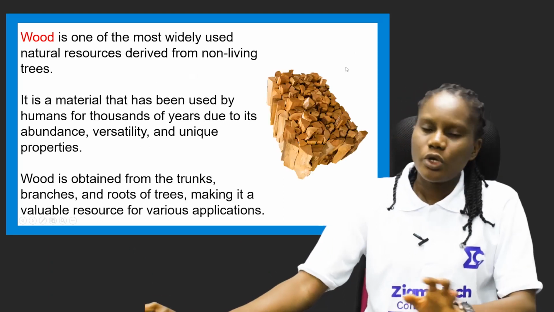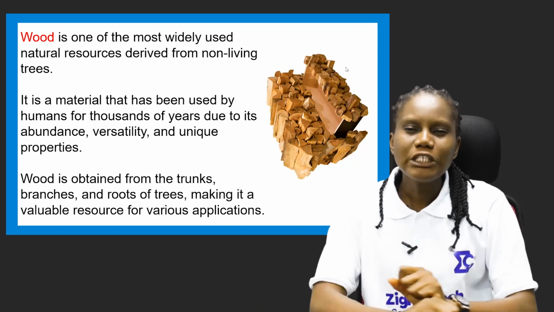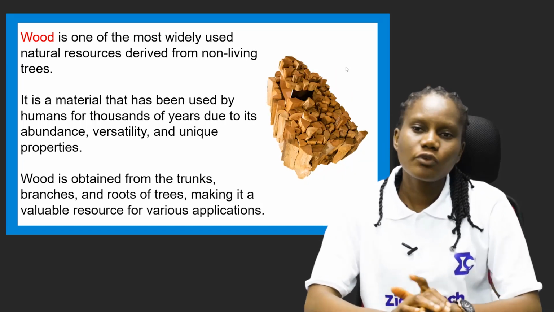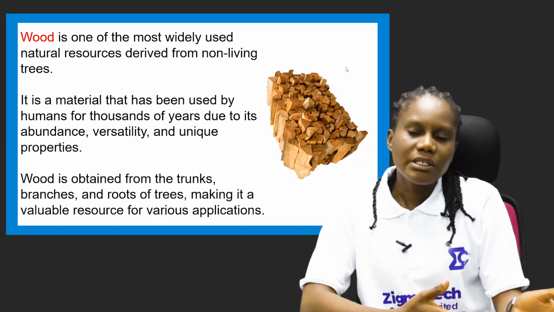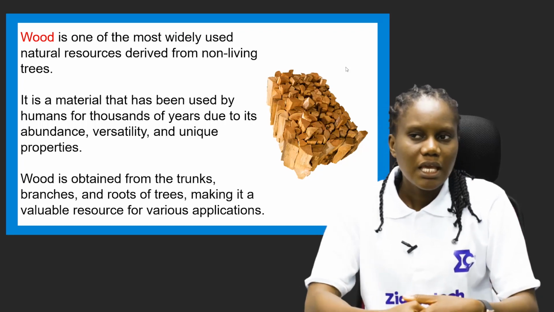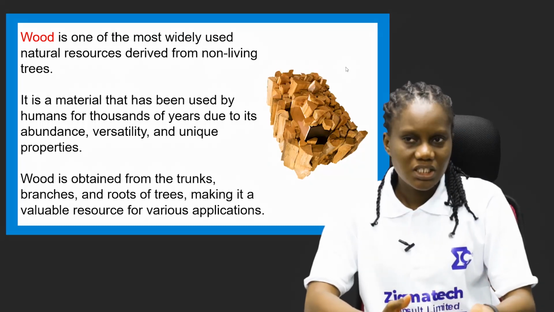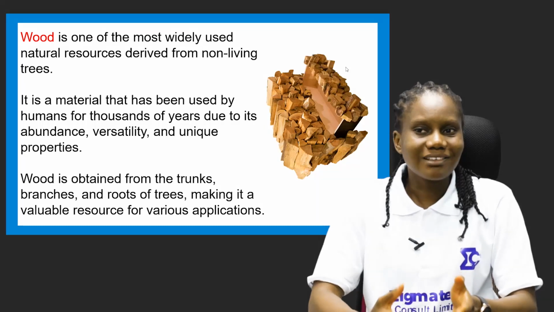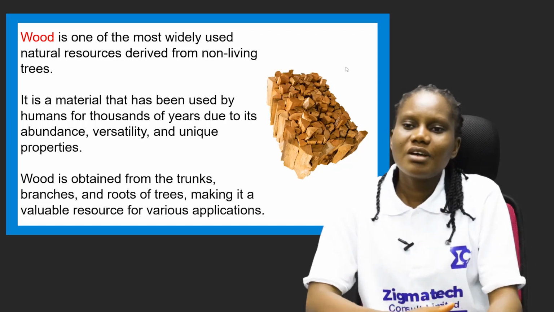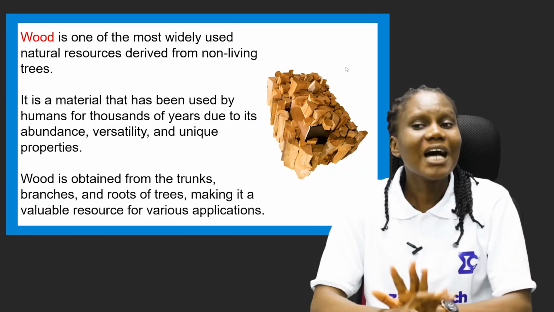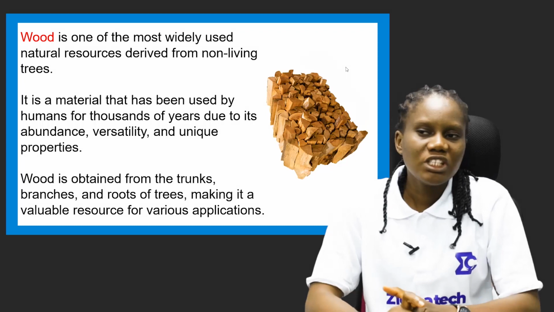Very quickly, we're going to the main class, which is number one, wood. Wood is one of the most widely used natural resources derived from non-living trees. If you remember, in our previous video, we looked at non-living resources, where we talked about glass and ceramics and rubber. Now, wood is one of the resources, but this is derived from non-living trees. It is a material that has been used by humans for thousands of years due to its abundance, versatility, and unique properties.